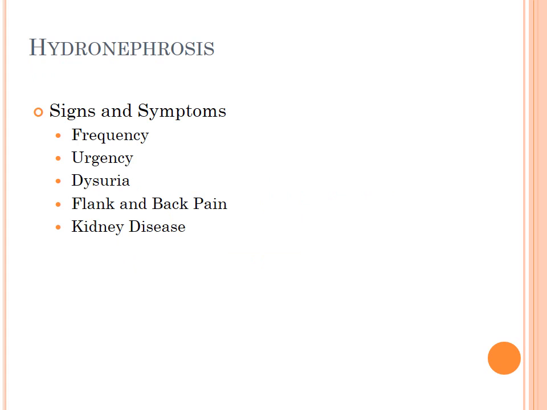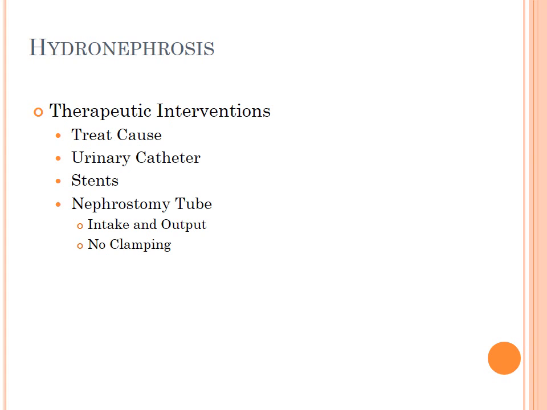Signs and symptoms of hydronephrosis can occur gradually, and if that's the case, you might not have any symptoms, but it could be a urinary tract infection because of the obstruction. As the disease gets worse, you'll have the flank and back pain, and the hydronephrosis can lead to chronic kidney disease, which we'll talk about in a bit.